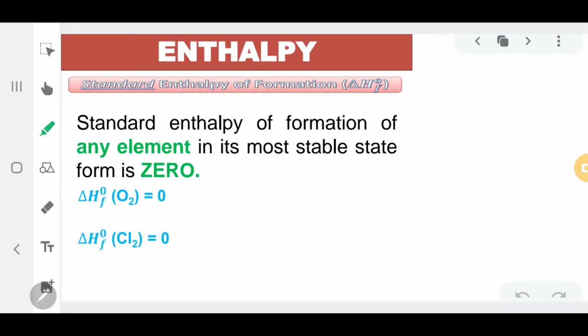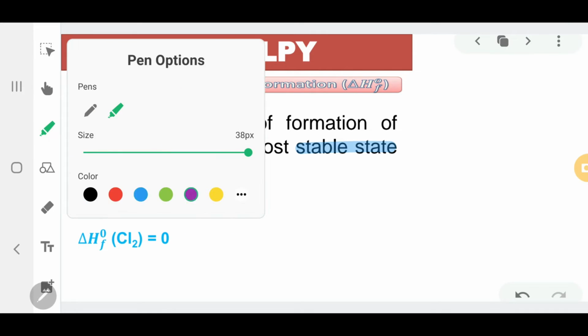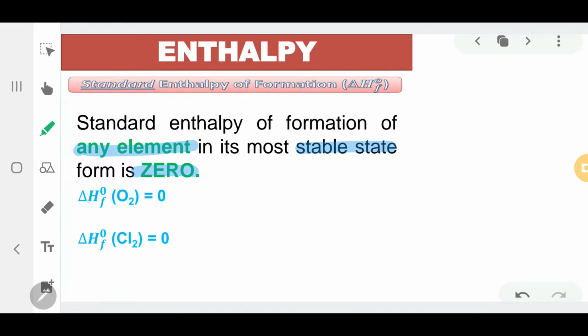The standard enthalpy for any element in its most stable state is going to be 0. Therefore, if you are required to give the standard enthalpy of formation for oxygen or chlorine, it's always going to be equal to 0. You have to remember this, because they can use this kind of statement in questions, and you need to know this for the formation of elements, O2, Cl2.